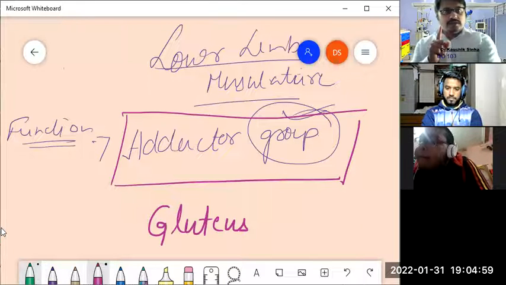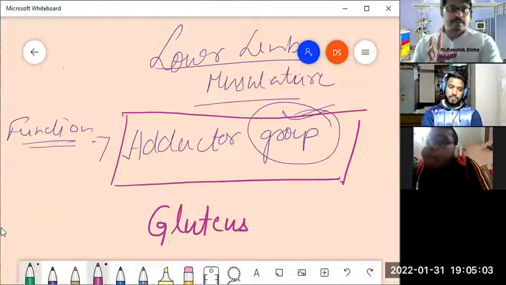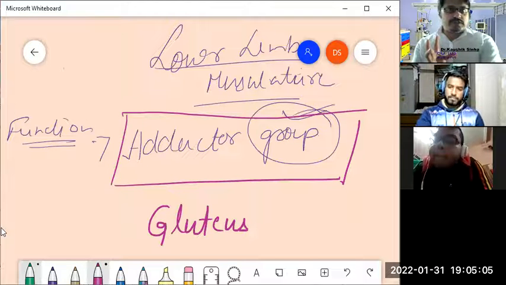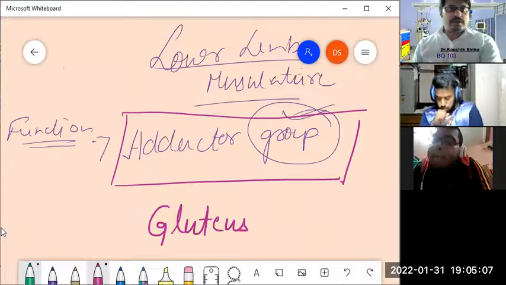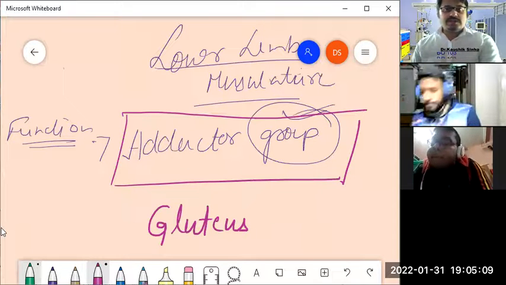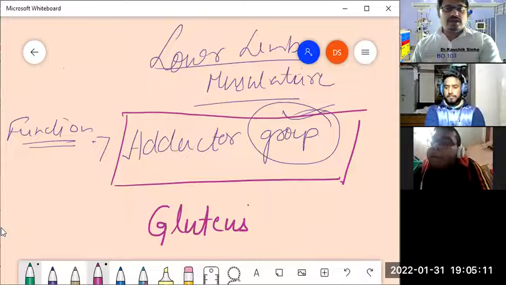Hip bone, do you remember? Pelvic bone: the iliac part, ischium, pubis. These are the parts of the hip bone. Present just behind the hip bone is this gluteus group.